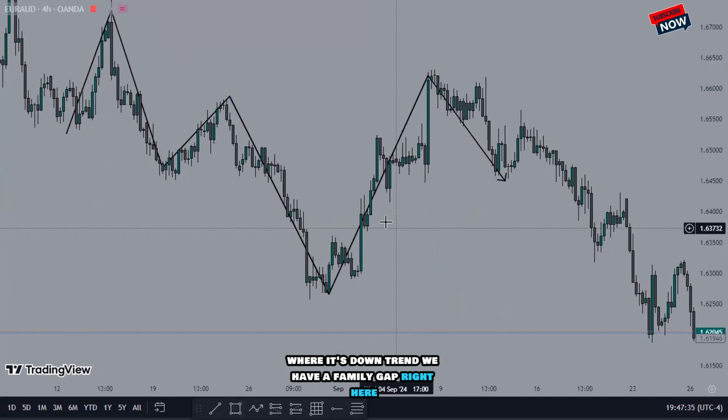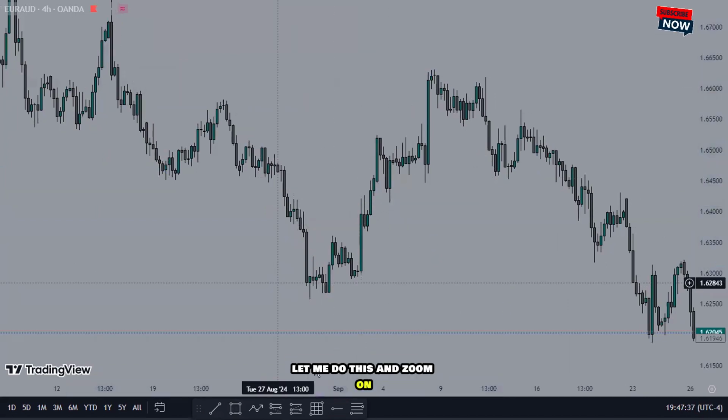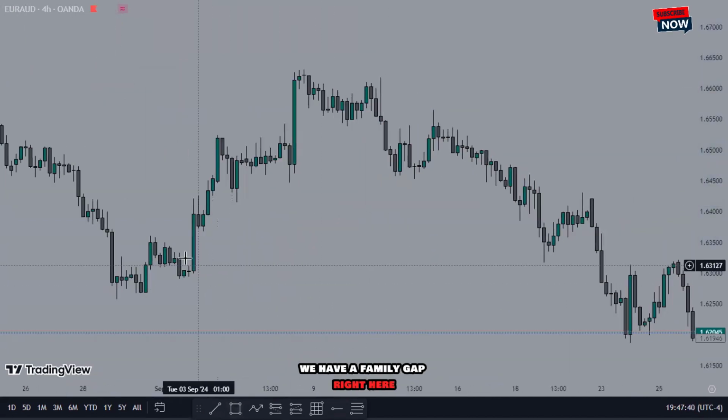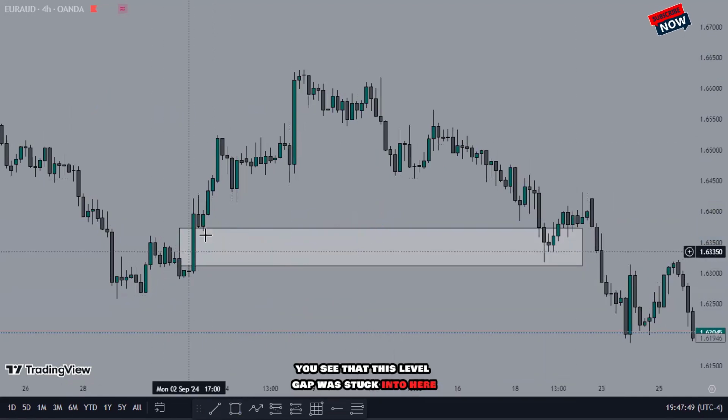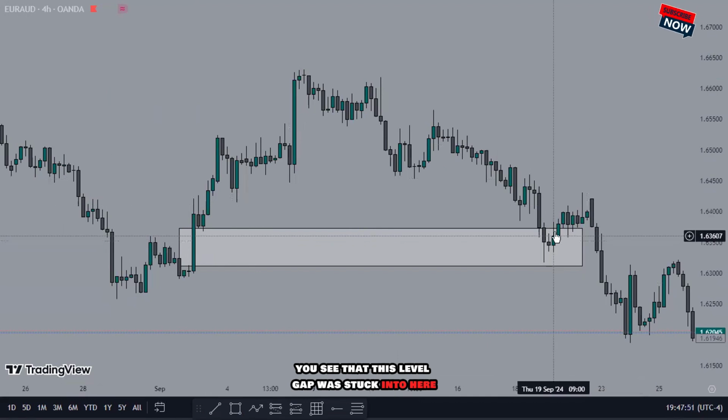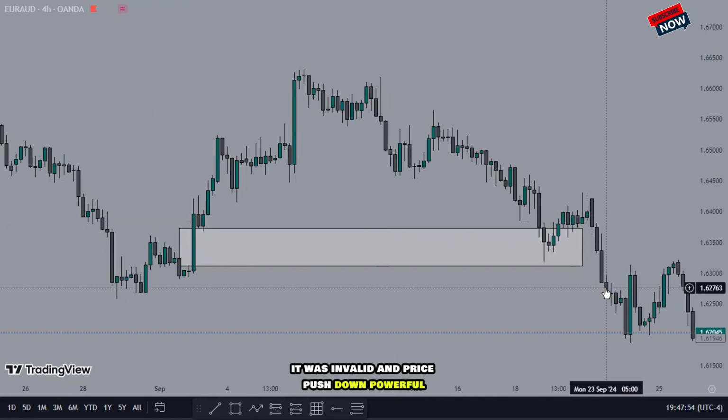Let me delete this and zoom in more. We have a fair value gap right here. This is the fair value gap right here. We stretch this all the way through. You see that this fair value gap was tapped into here and actually had a reaction from it. It was invalid and price pushed down powerfully.